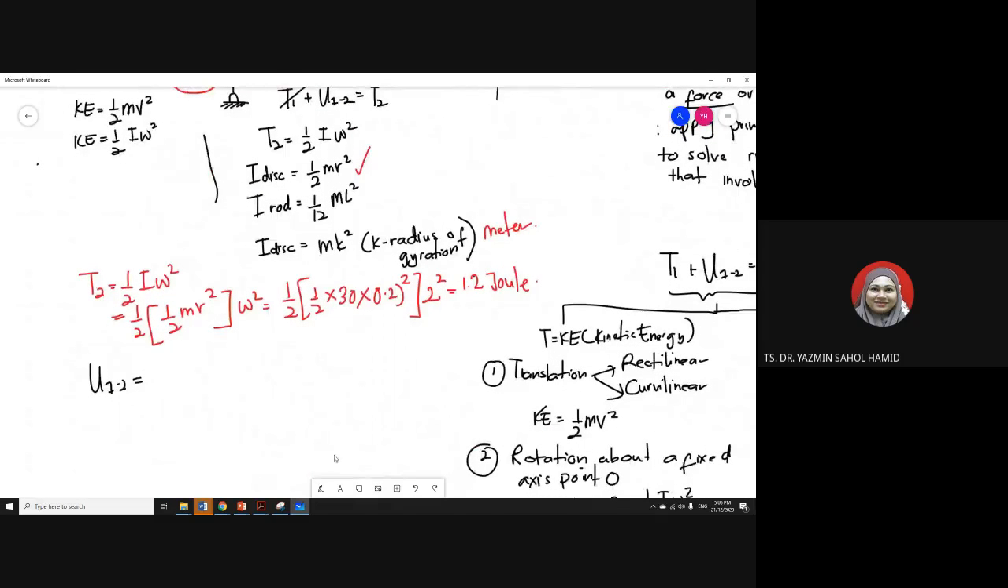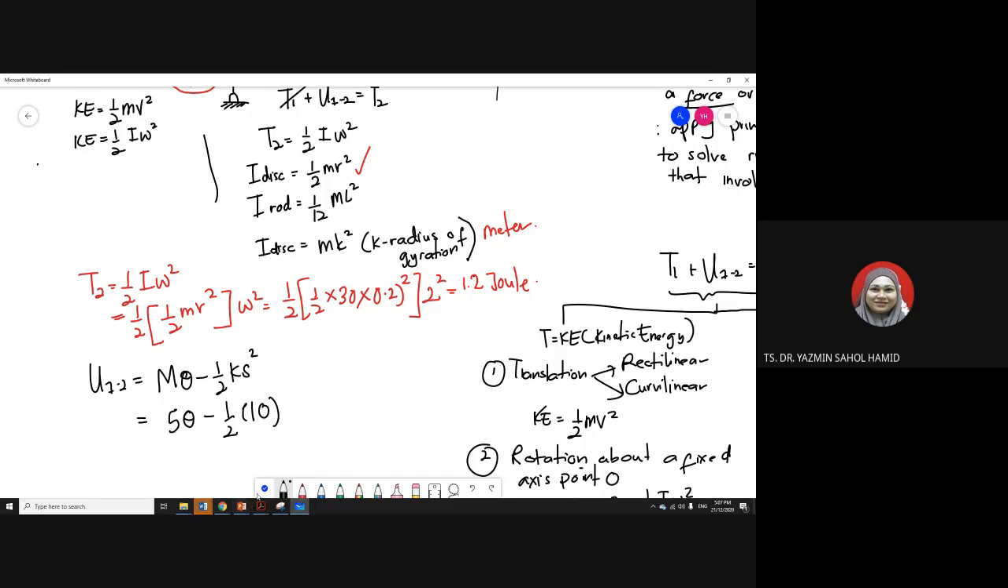Okay, so for moment, M theta; for spring is just negative 1 over 2 ks squared. Now, the moment dia dah bagi dah value dia. What is the moment? 5. Okay, 5 theta. And the spring, what is the K, the stiffness of the spring? 10. Now, okay, what is S?